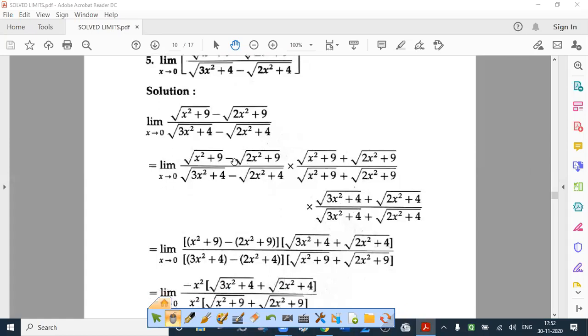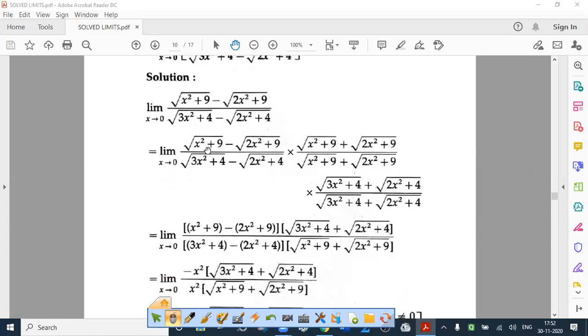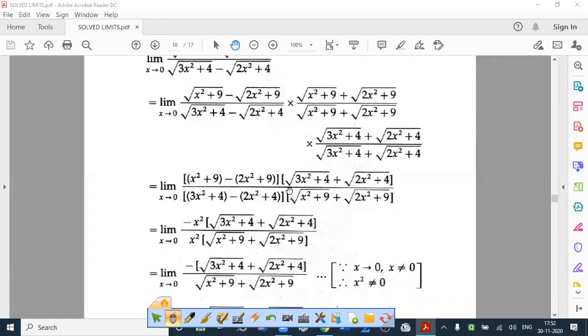Now in the numerator, we have to take the product of first and second. A minus b into a plus b is a square minus b square. So x square plus 9 minus, in bracket, 2x square plus 9. This factor as it is. In the denominator, we have to take the product of first and third. So 3x square plus 4 less, in bracket, 2x square plus 4. This factor as it is.